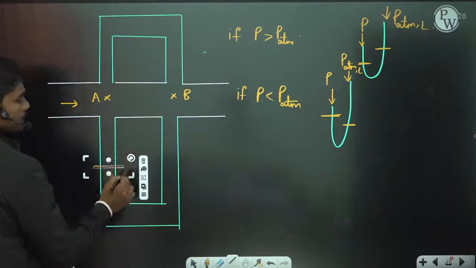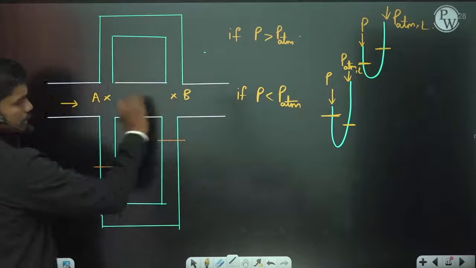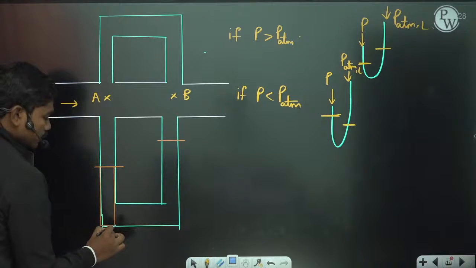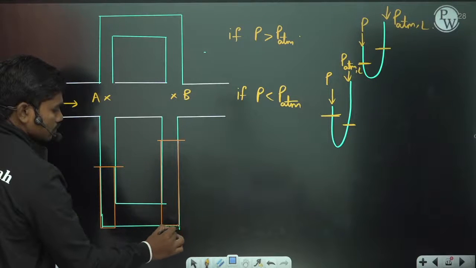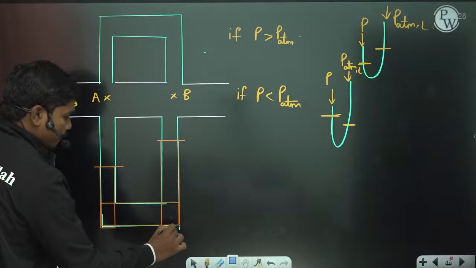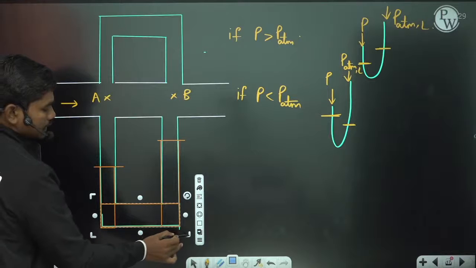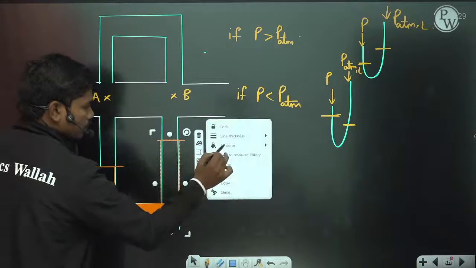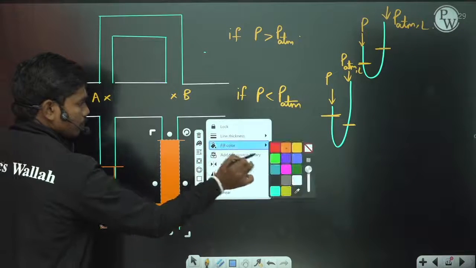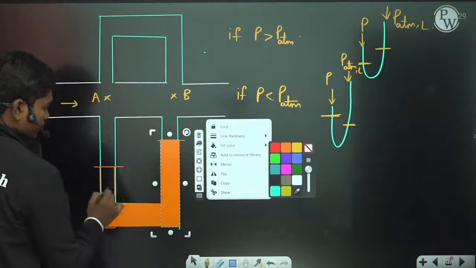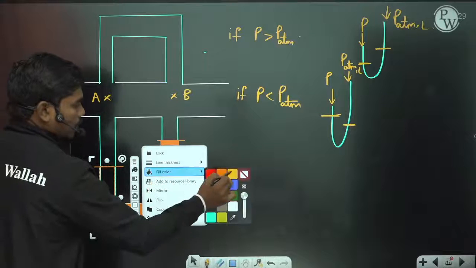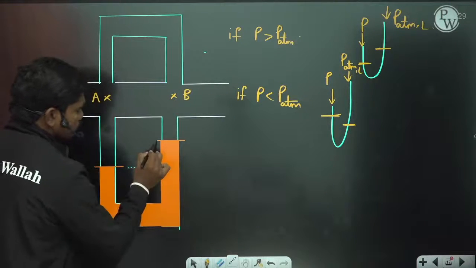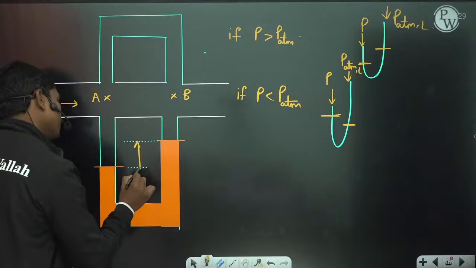For example, let us suppose PA is greater than PB, because as you generally go there is some pressure drop. So when PA is greater than PB, let us suppose this is how you have the mercury columns. Now let us suppose the deflection between these two limbs is x, for example, x.